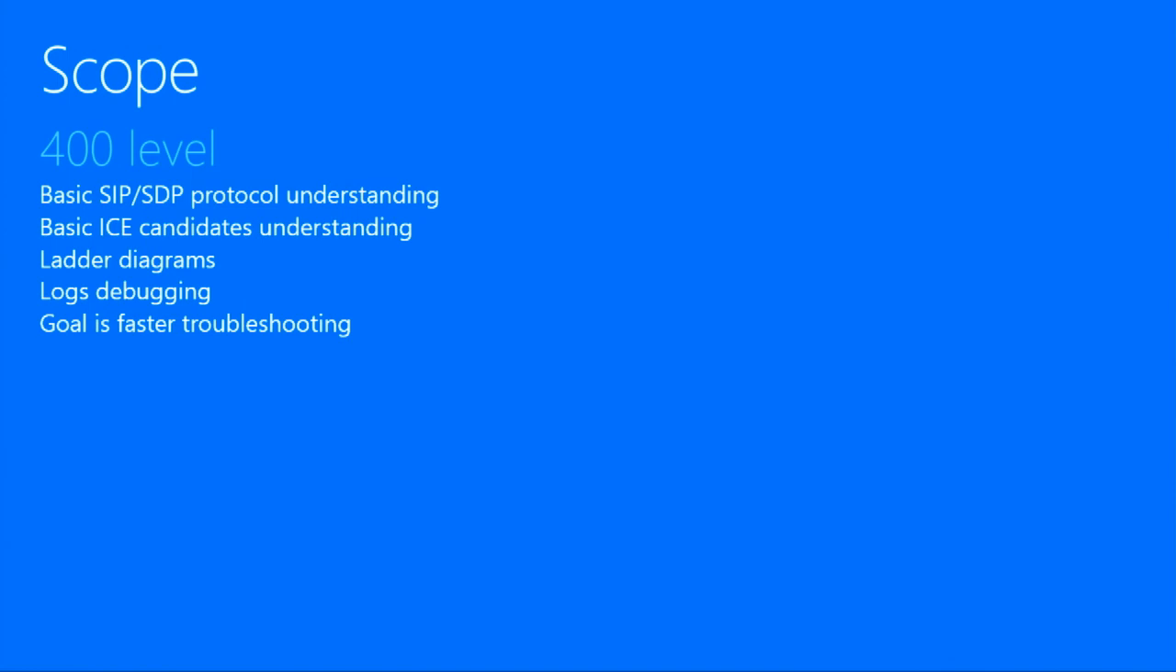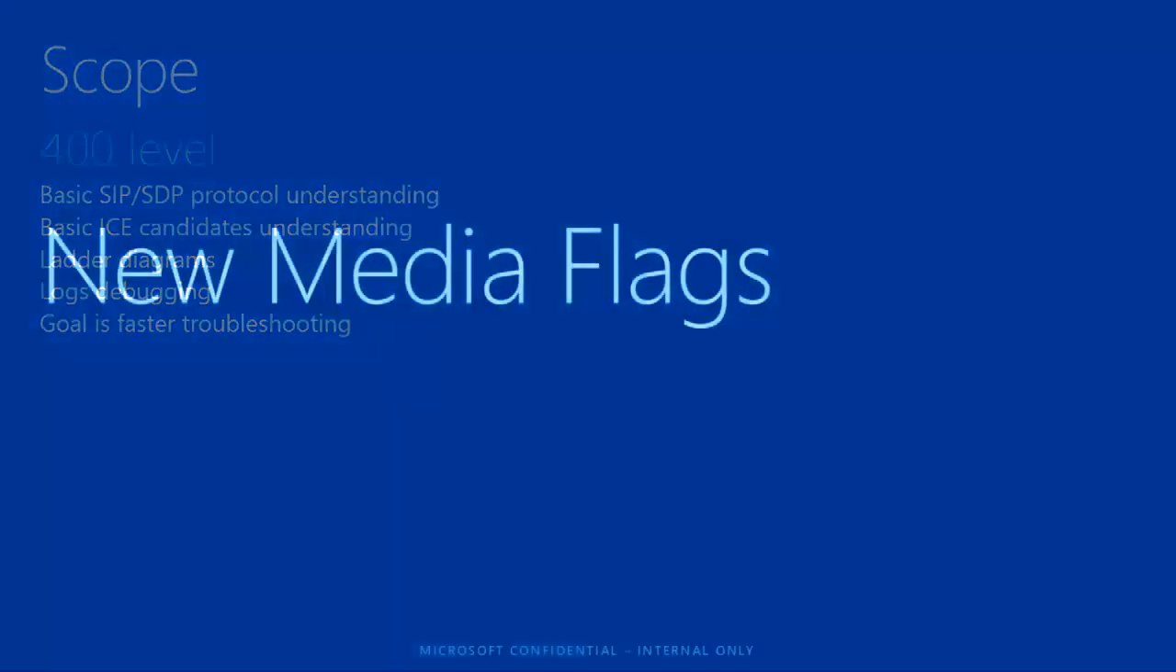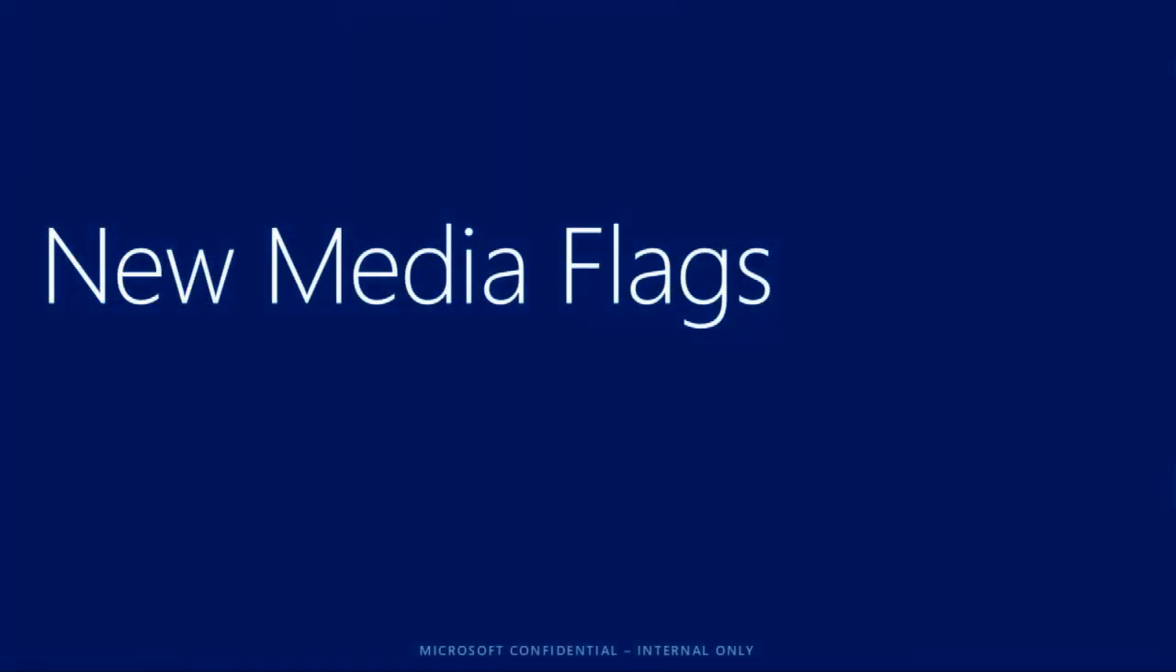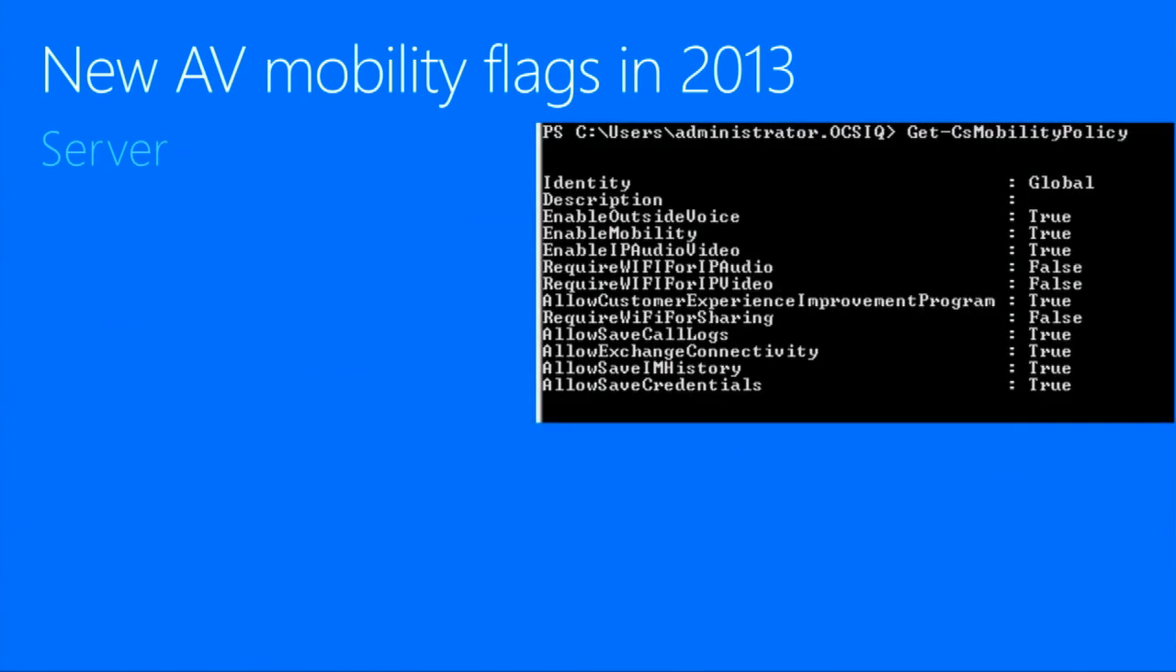So, the new media flags in 2013. With 2013, we introduced audio video support, like full VoIP, and on the server side, when you run the command Get-CsMobilityPolicy, you will see many more flags compared to how it used to look for Lync 2010. So there's EnableIPAudioVideo. This is a global level setting to enable VoIP, and if it's set to false, then it won't enable the rest of the flags, even if they are set.